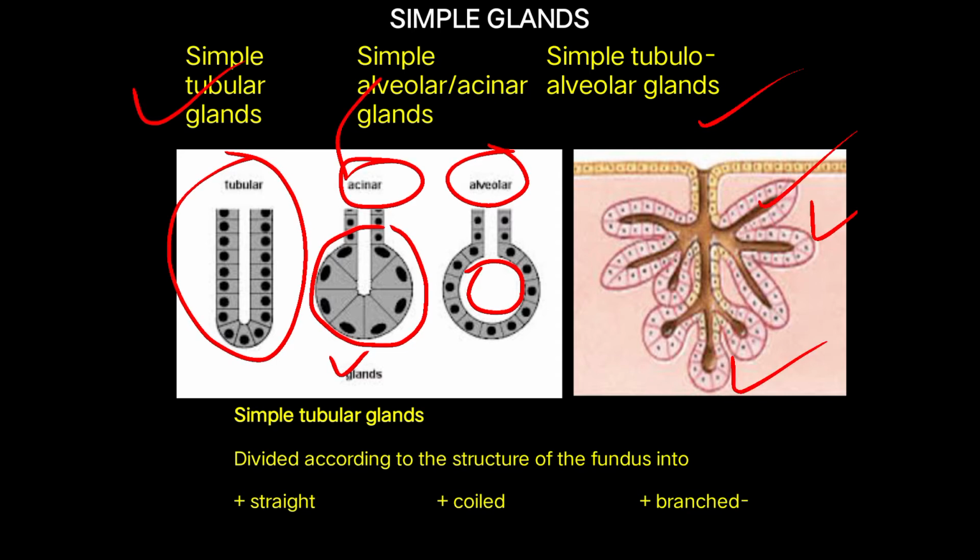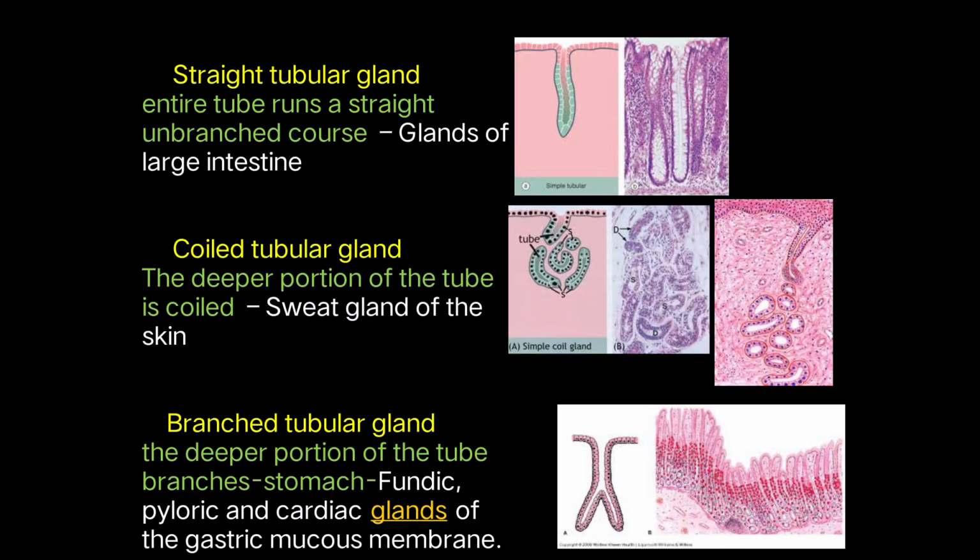Okay, so the simple tubular gland is divided according to the structure of the fundus, that is straight, coiled or branched. We can divide them like that. See, in the straight tubular gland, the entire tube runs as a straight, unbranched course. Glands of the large intestine are simple straight tubular glands.